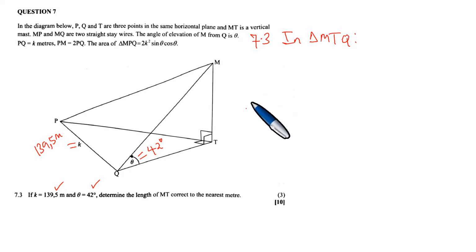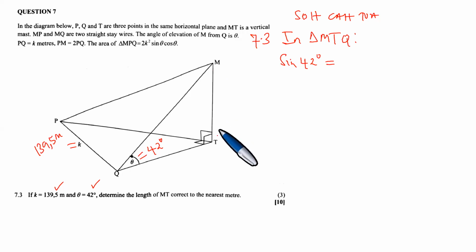We want MT, but we also need to relate that to what we know. We already know MQ there, so we're dealing with the opposite, and the hypotenuse is of interest to us. So we have SOHCAHTOA. Opposite over the hypotenuse is the sine function, so we're going to use the sine. We have the sine of 42 degrees, which is the same as the opposite, MT, over the hypotenuse, which is exactly MQ over there.